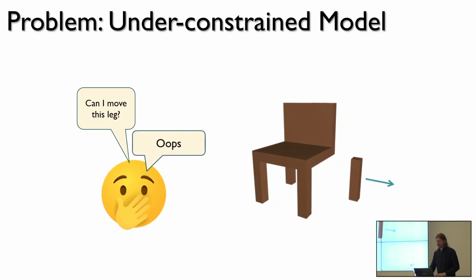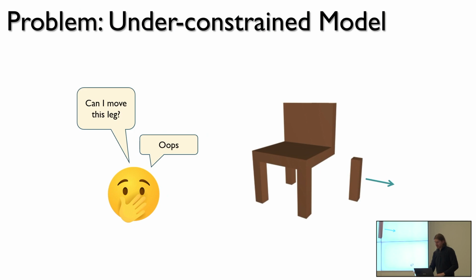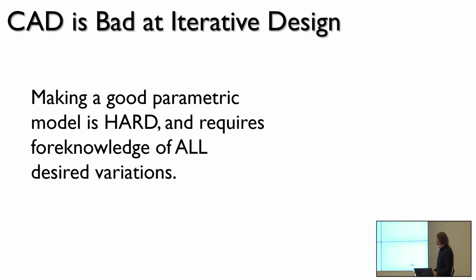Another problem can arise with under-constrained models that are very common. So there's no guarantee that a parameter will move everything that you would expect it to. Let's say I wanted to move the leg of this chair. Unless I had specifically made my model to widen the base of the chair when I do so, I'm going to create something that looks decidedly unchair-like all of a sudden. So I'm going to make a maybe controversial point. I think that CAD is actually bad at iterative design because making a good parametric model is hard and it requires foreknowledge of all of the desired variations. Whereas in a real design process, you're going to figure out what you want as you go along.